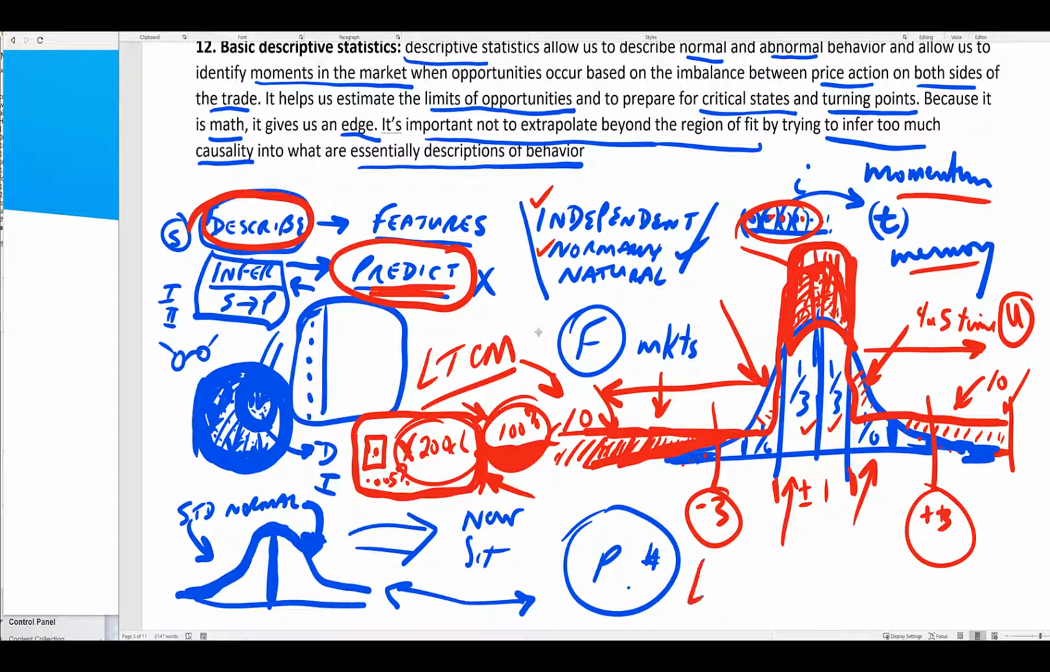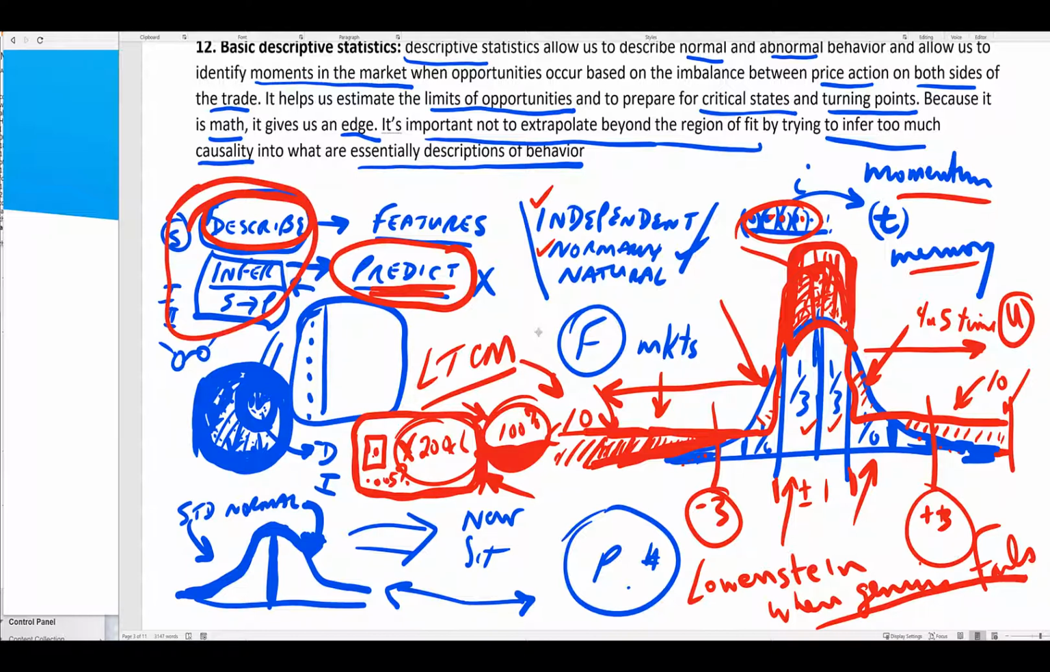So you should read the book for more information by Lowenstein, it's called When Genius Fails. It basically talks about the problems of incorrectly using statistical reasoning for markets that are not independent, normally distributed, naturally occurring, because of the human factors in the markets and the artificial intelligence that scales rapidly that reflects human judgment. You have to be judicious and not go beyond the limits of what your statistical tool is trying to show you.